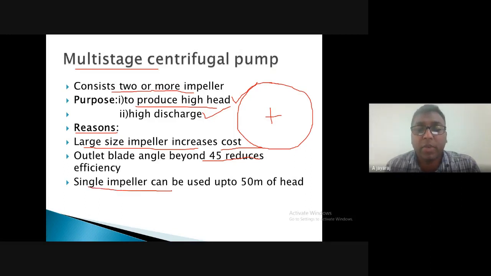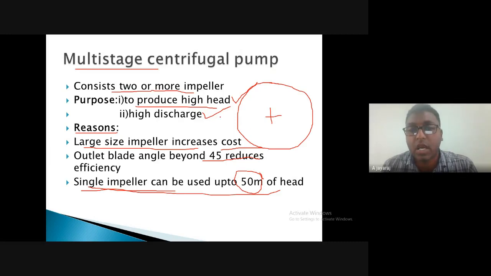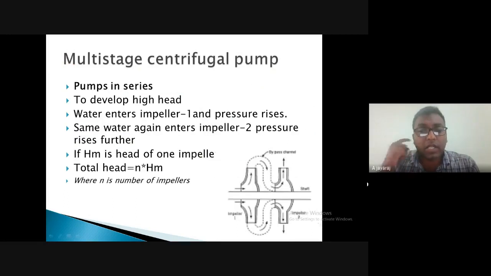In practice, single impellers are used up to a head of 50 meters only. I can use a single impeller pump only for up to a 50 meter head. So therefore I employ multi stages, using more than one impeller, in order to get high discharge and higher head. When we say multi stage pump, we have 2 arrangements: pumps in series and pumps in parallel.